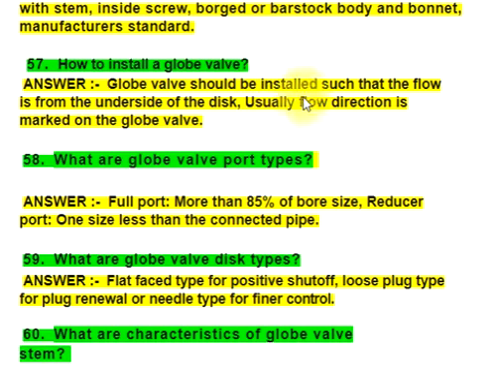57. How to install a globe valve? Answer: Globe valve should be installed such that the flow is from the underside of the disc. Usually flow direction is marked on the globe valve. 58. What are globe valve port types? Answer: Full port, more than 85% of bore size, reducer port, one size less than the connected pipe. 59. What are globe valve disc types? Answer: Flat face type for positive shutoff, loose plug type for plug renewal, or needle type for finer control.